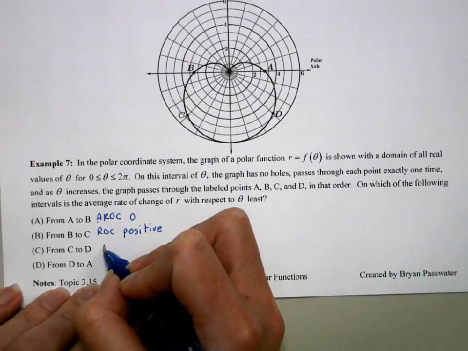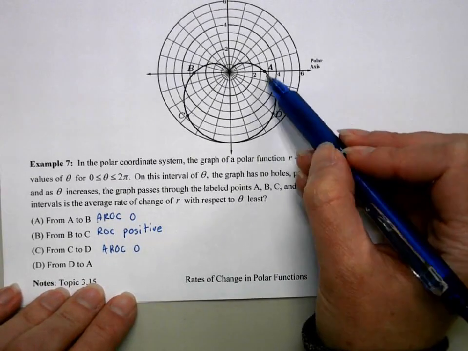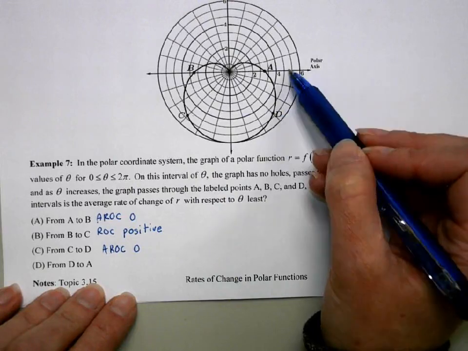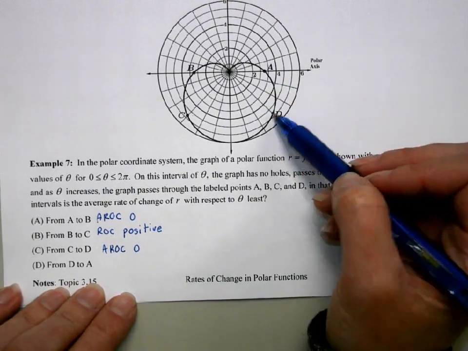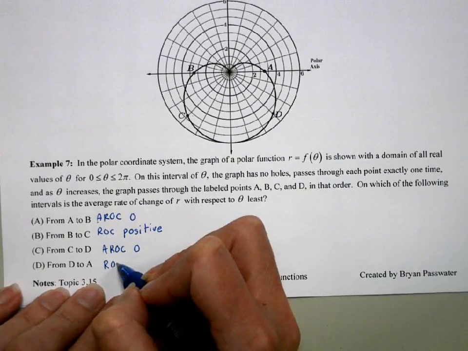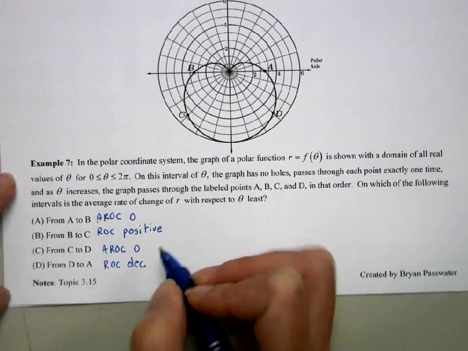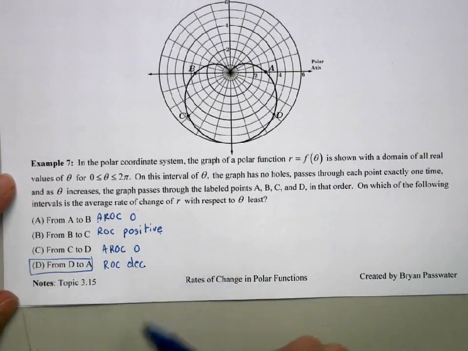And then from D to A, we went from 5 point something, or maybe about 5, down to about 3. So those are decreasing. It's getting closer. So this is going to be the smallest, because we have a positive number, 2 zeros. Smallest is going to be our negative rate of change.